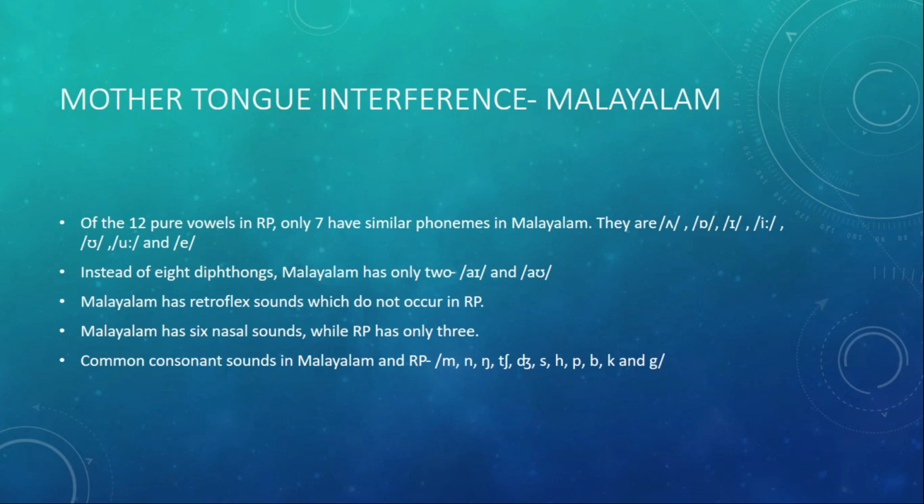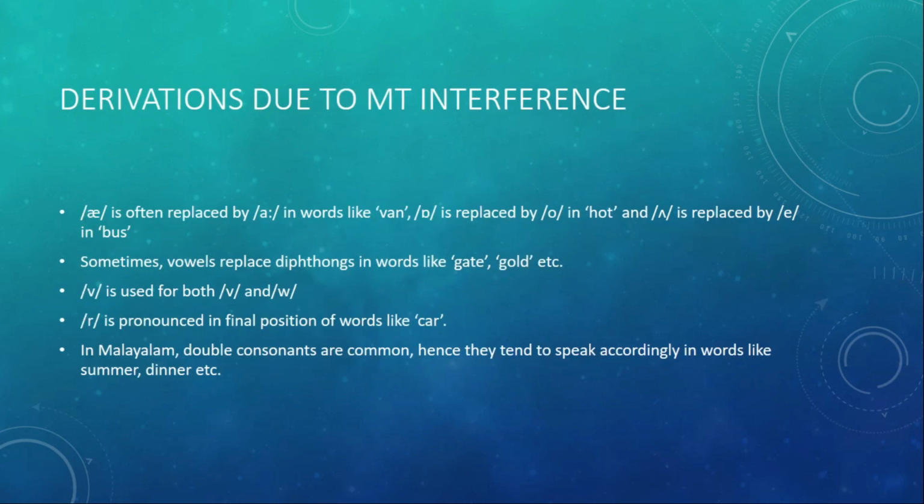And then let us discuss the common consonant sounds in Malayalam and RP. The common sounds between Malayalam and RP are m, n, ng, ch, j, s, h, p, b, k and g. So these are the common consonant sounds in Malayalam and RP. Now let us look at the deviations we tend to make due to our Malayalam mother tongue interference.